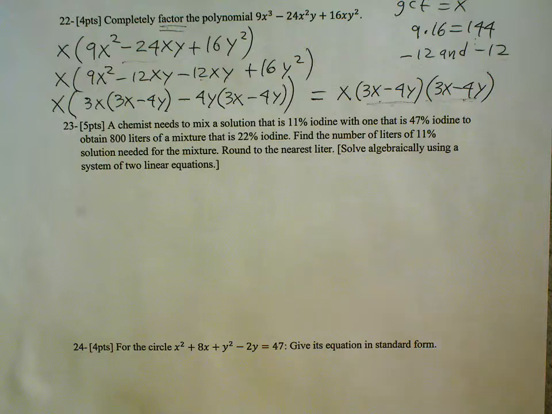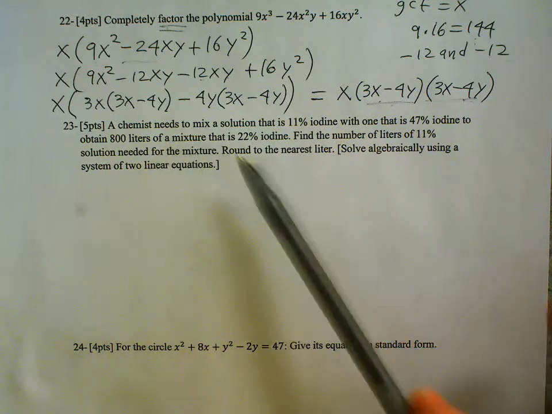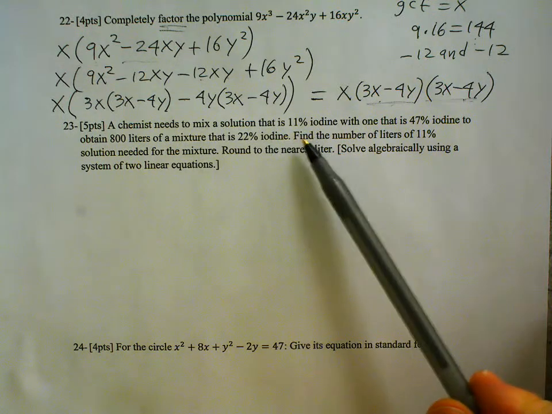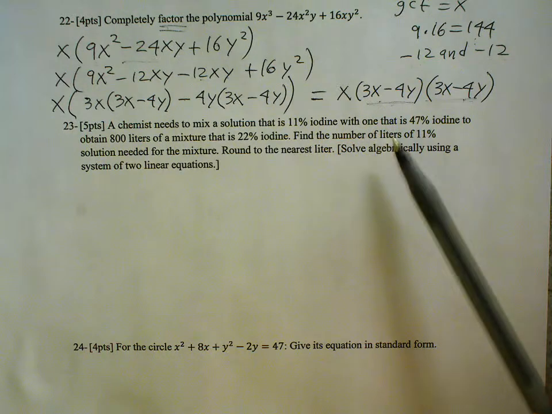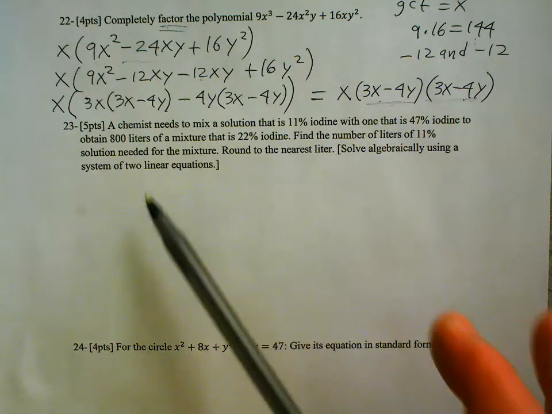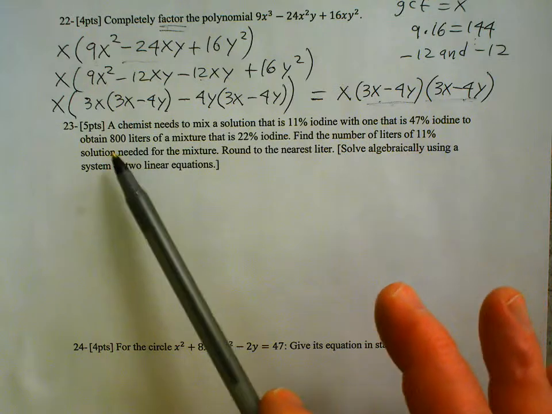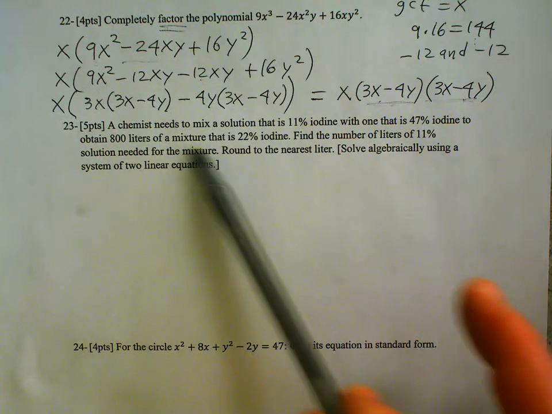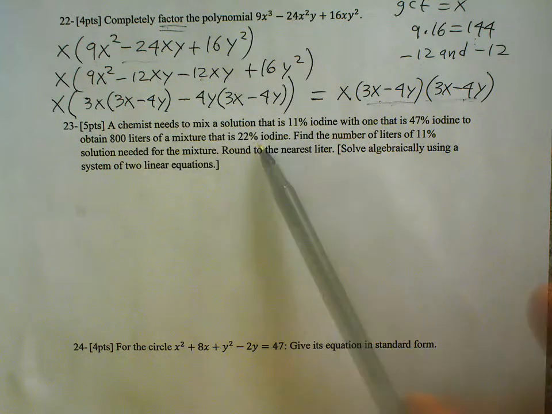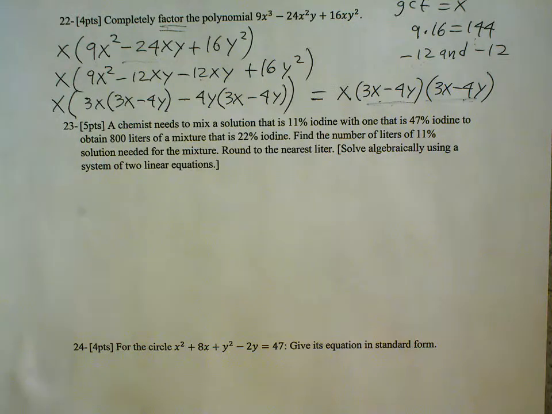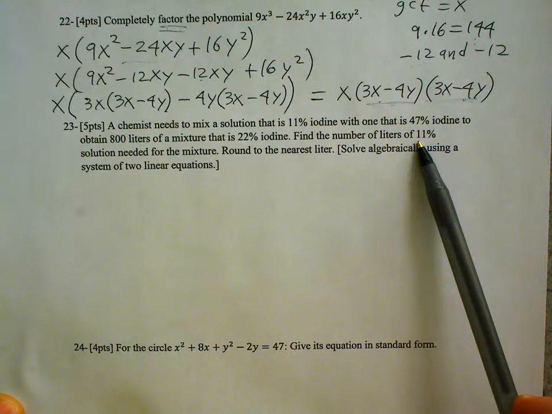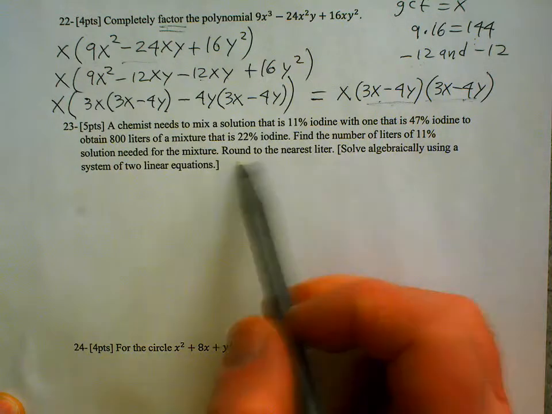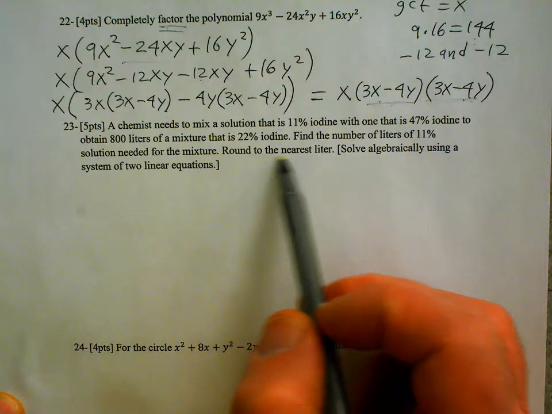a mixture problem. A chemist needs to mix a solution that is 11% iodine with one that is 47% iodine to obtain 800 liters of a mixture that is 22% iodine. Find the number of liters of 11% solution needed for the mixture. And then it says round to the nearest liter.